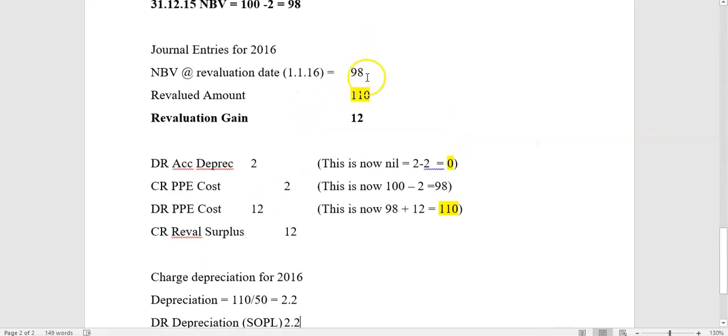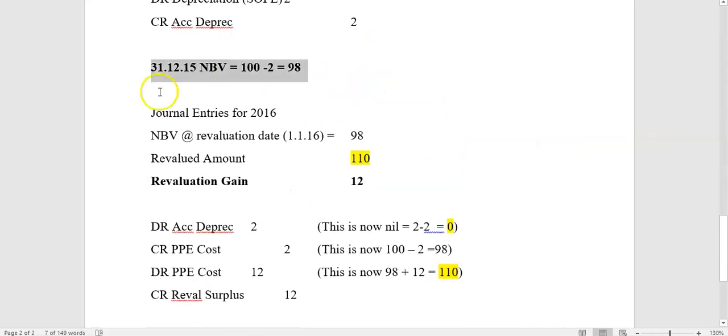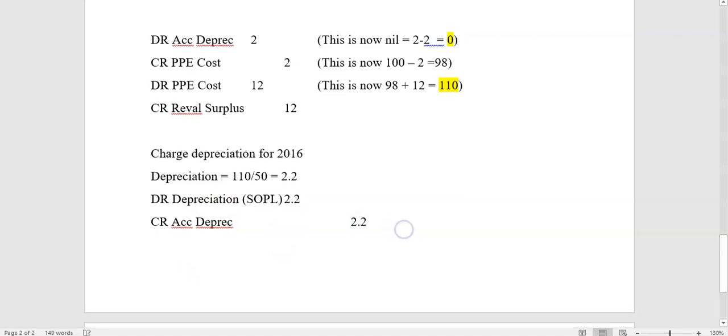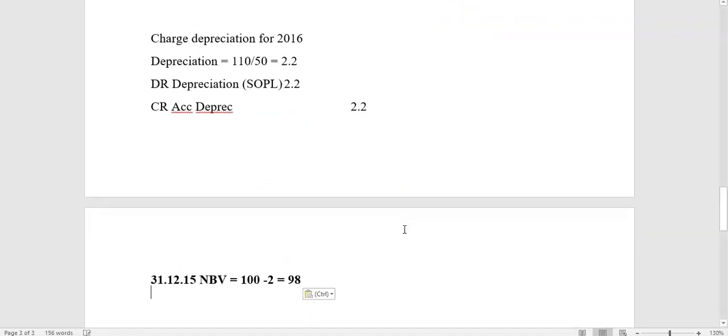So the net book value, if we want to do it here, just to show you, the net book value at the end of 2016: the cost account is now 110 and depreciation is 2.2. So it's 110. Remember, we cleared out all the accumulated depreciation, so we're starting from scratch again. So the net book value is 107.8 at the end of 2016.